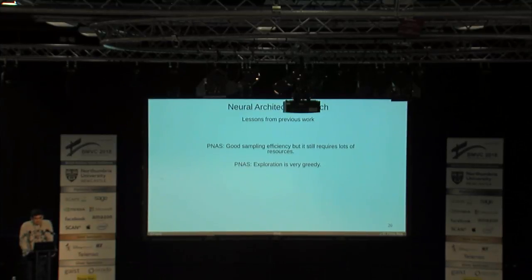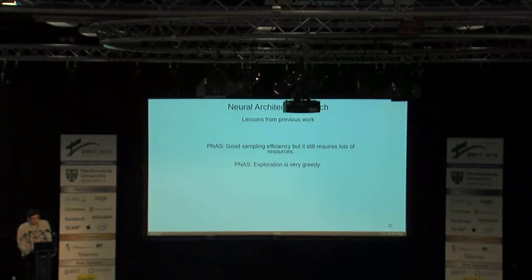So it looks bad, 100 GPUs in one day, but actually that work was an advance on the previous state of the art that was using around 800 GPUs and taking around a month to find a decent architecture. So PNAS, the progressive NAS, actually has a very good sampling efficiency, but it still requires a lot of resources, as I mentioned. So we want to do something about that.